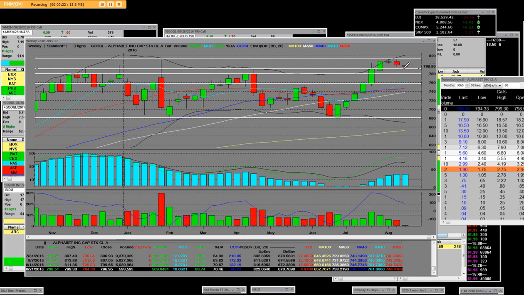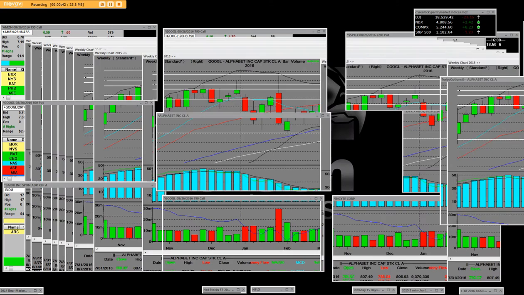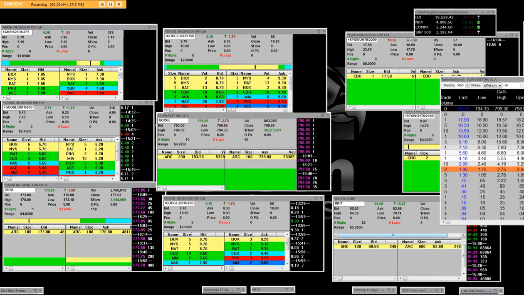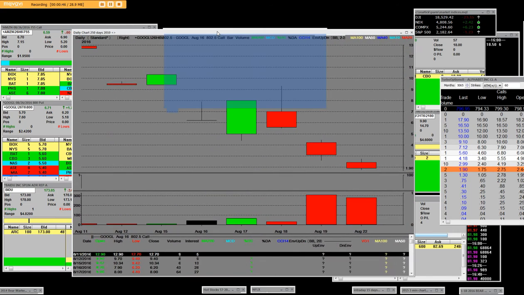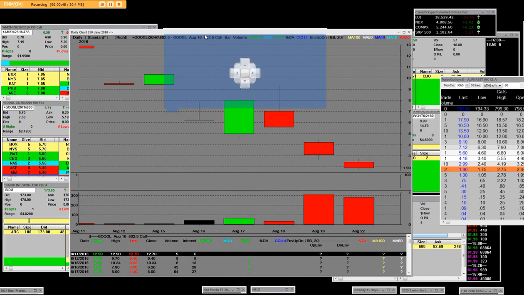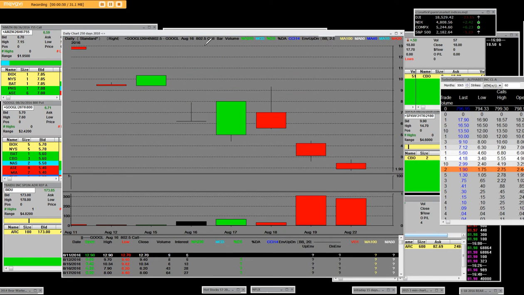This is the monthly weekly chart on Google. It's hitting the top of this weekly bar over here toward the latter part of 724, and that would be a support level of right around $90 and a little bit of change. The monthly moving averages are pointing upward. Now we're going to bring over a daily chart, and we're going to cover this 802.5 call.